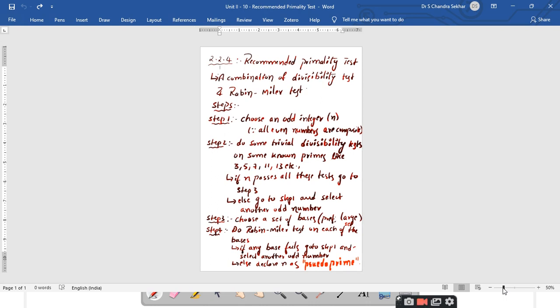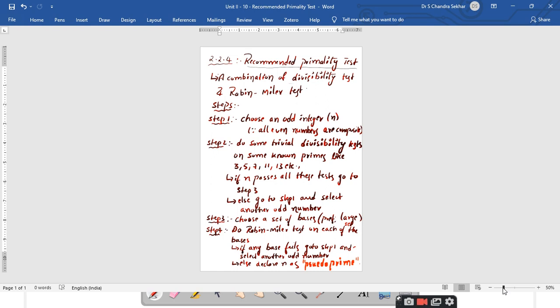So when we look into the concept of recommended primality testing, this is nothing but a combination of the divisibility test and the Rabin-Miller test, right? It is a hybrid algorithm where they have combined the advantages of the divisibility test and the Rabin-Miller test.